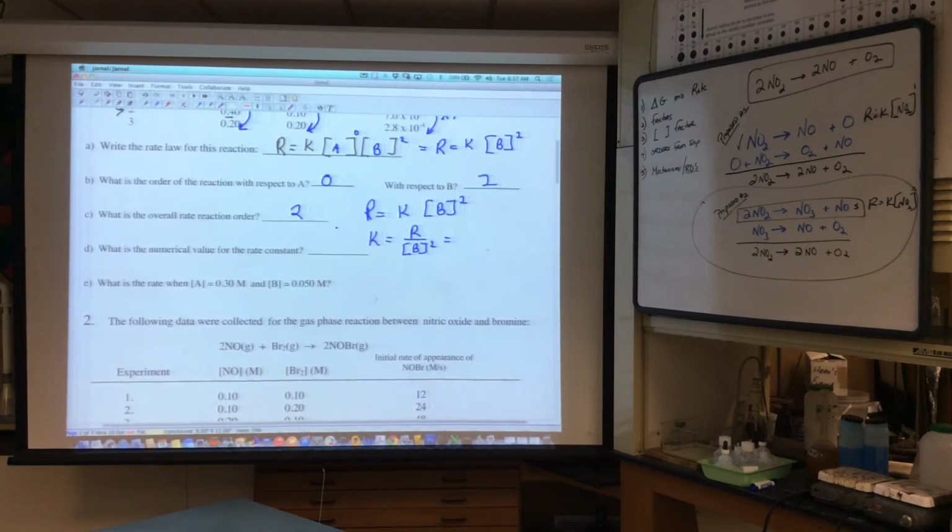The rate in your experiment is 2.8 times 10 to the negative 4. So it's 2.8 times 10 to the negative 4 over what? What's the concentration of B? 0.2. Of course, that's to the second, so it's squared.